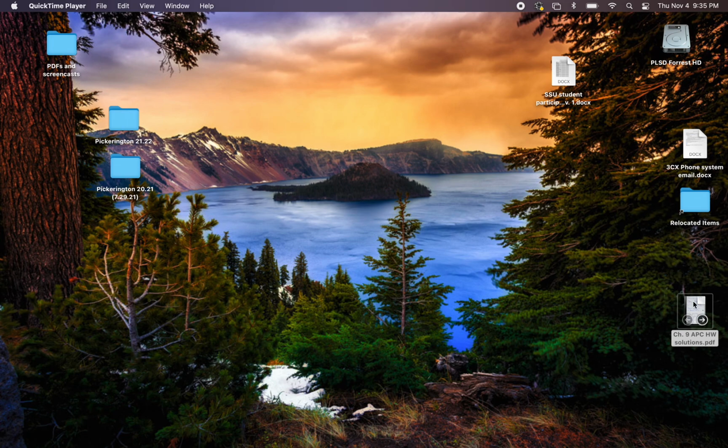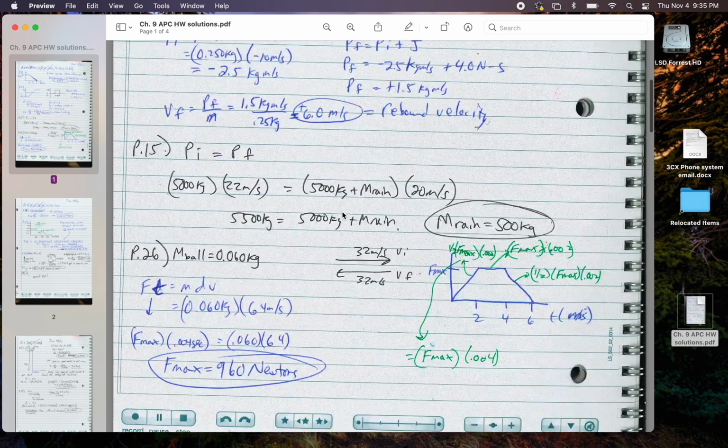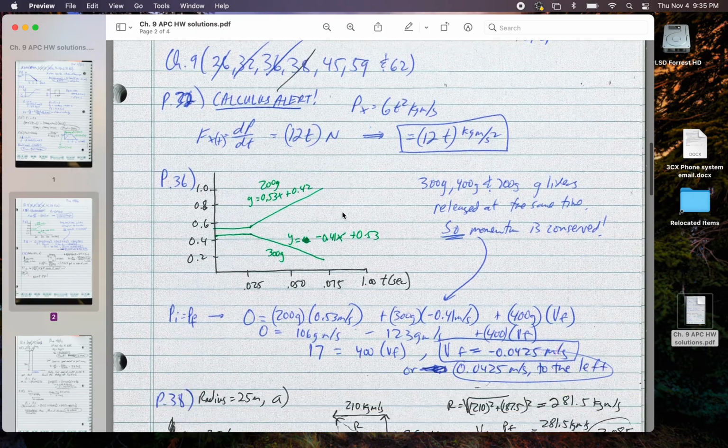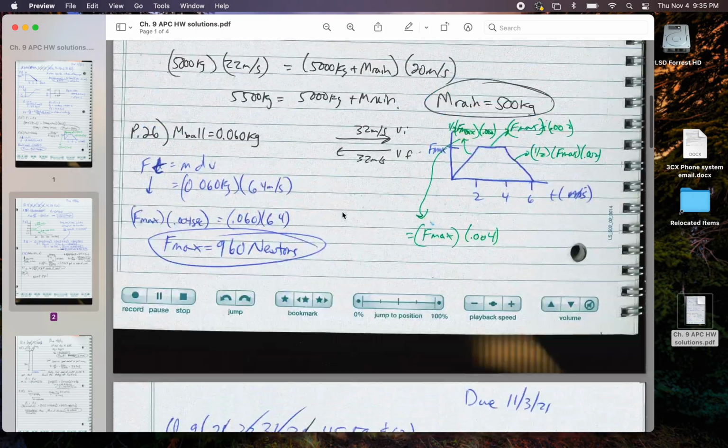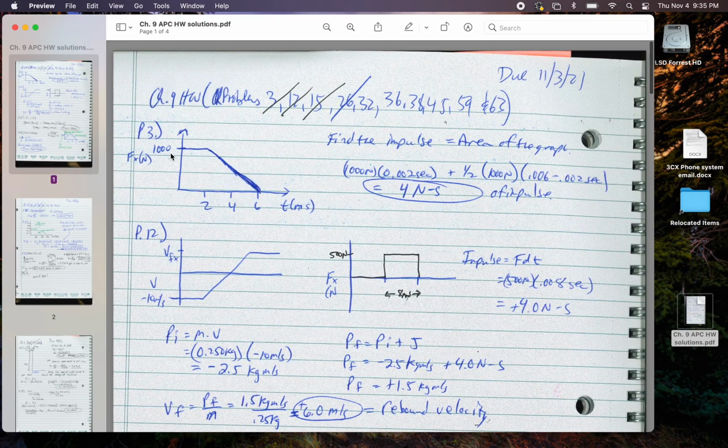So I'm going to go over the Chapter 9 homework problems. We went over some of these in class, but a lot of people didn't ask about too many of them. So for this one, you're asked to find the impulse when you have a graph of force versus time.